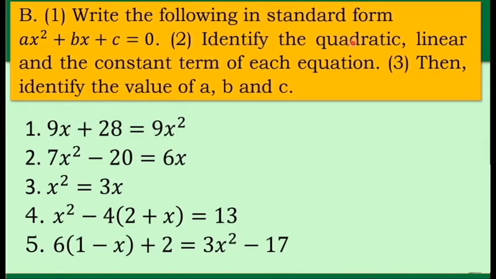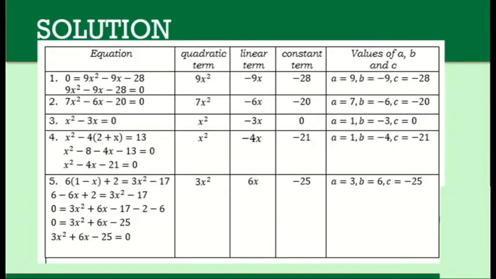So this one. Second task is you're going to identify the quadratic, the linear, and the constant term of each equation. Remember the first, the second or the middle term, and the last term of your trinomial. And your last task is you will identify the values of A, B, and C. So again, you have three tasks. The first one is to write it in standard form. The second one is to identify the quadratic, linear, and constant term. And the last one is you're going to identify the values of A, B, and C. Okay, so I hope that's clear now.